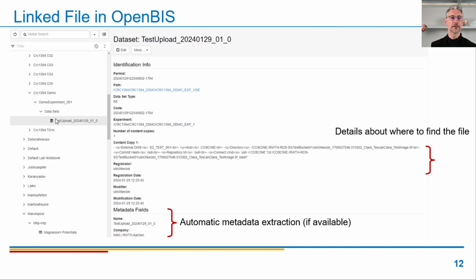If we click on that file, so we go to datasets, our test upload, we can see all the relevant details. For this particular file type, the electron microscope images, we already have a metadata extractor, so you can see that it extracts the metadata that will come in a long list down here. That is all the metadata contained in that file. And here you have the information about how to retrieve the information from OpenBIS again.